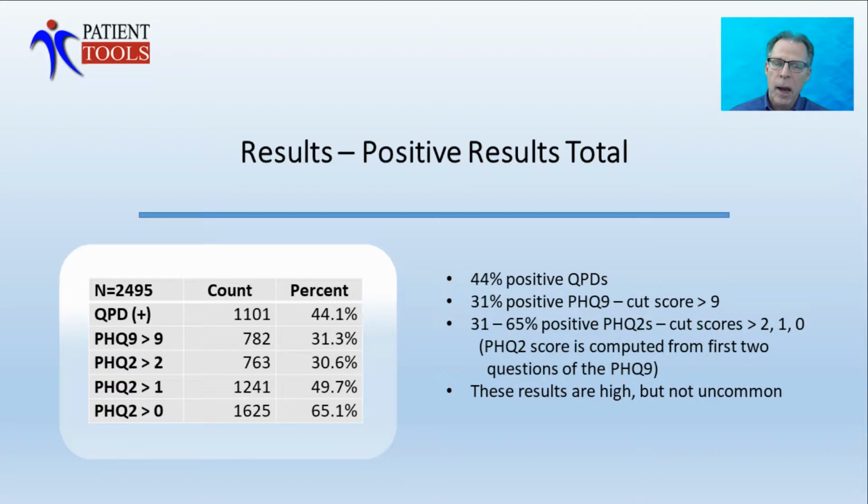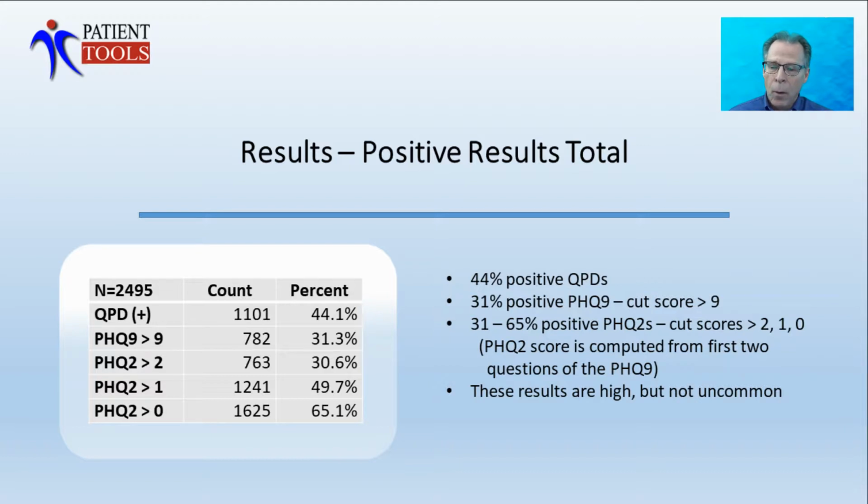The first most obvious thing you look at there is that the QPD came up positive 44% of the time. So, that's a little tough population, but not outrageous. That's actually pretty typical in a lot of these different settings. So if we look at the normal cut score on a PHQ-9 of greater than 9, so greater than or equal to 10, it came in at like 31%, which maybe is a little high, but it's reasonable.